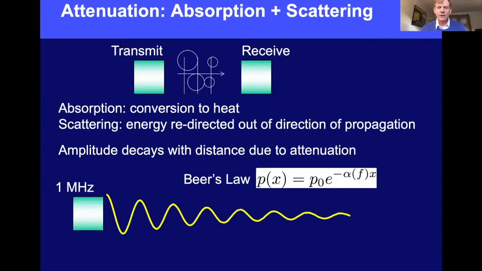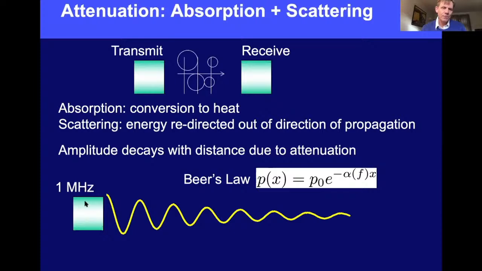And what we find is, as we take a receiver and we move it away from a source, that the amplitude decays exponentially, right? So we have this exponential form. So if P naught is the pressure at the transmitter, as we move the receiver away, the pressure at some distance x from the transmitter decays away exponentially. And this is often referred to as Beer's law or the Beer-Lambert law in optics, and is common for many wave processes where you have this exponential decay in amplitude.